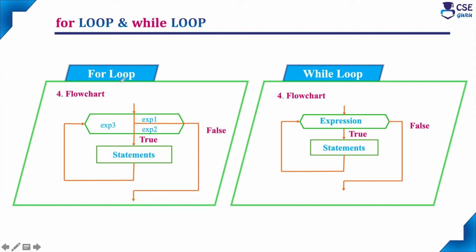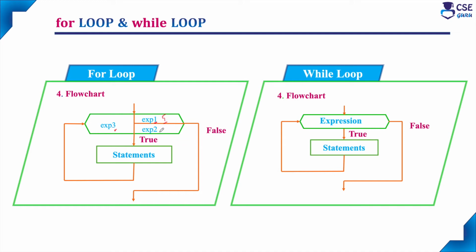Next, if we are considering the flowchart. In for loop, first we need to consider expression 1. That is nothing but the initialization expression. And this initialization we need to consider only for the first iteration. Next iteration onwards, we will consider the updated value of the variable. So initialization is done first, that is expression 1.